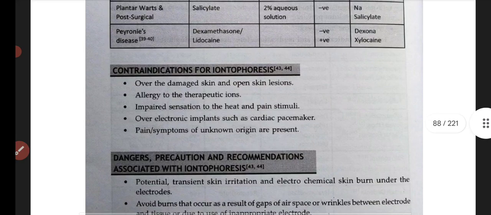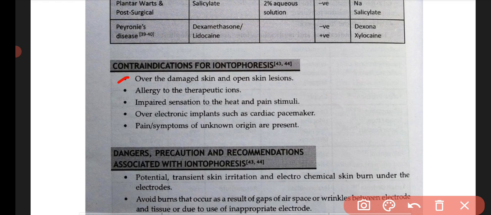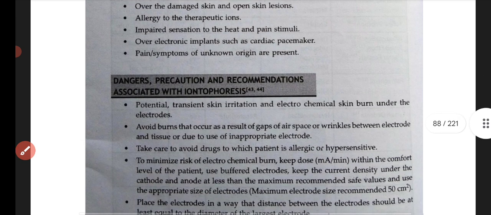What are the contraindications for iontophoresis? These are: over damaged skin and open skin lesion, allergy to the therapeutic ion, impaired sensation to heat and pain stimuli, over electronic implant such as cardiac pacemaker, and pain or symptoms of unknown origin at present.